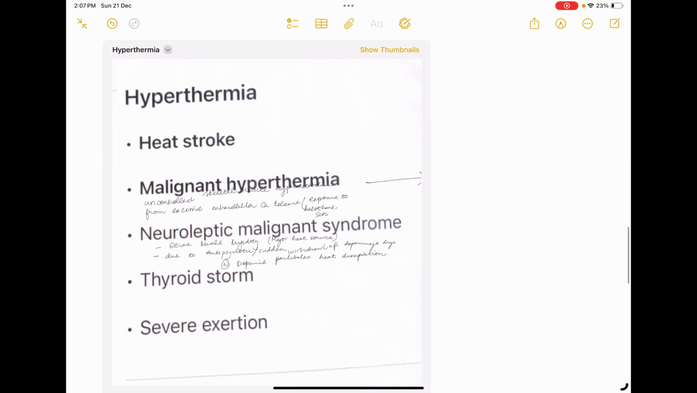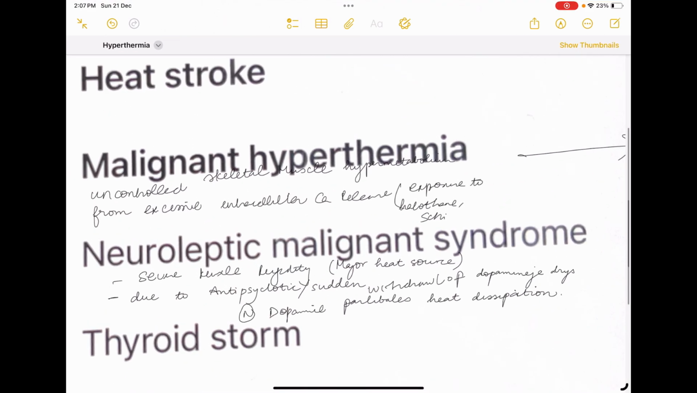Or hyperthermia can happen in malignant hyperthermia. In malignant hyperthermia, there is uncontrolled skeletal muscle hypermetabolism from excessive intracellular calcium release, which can be due to exposure to halothane or succinylcholine. So the hypothalamic set point is normal, sitting at 37 degrees Celsius, but because the skeletal muscle is working so much, the body core temperature rose to 41 degrees Celsius.